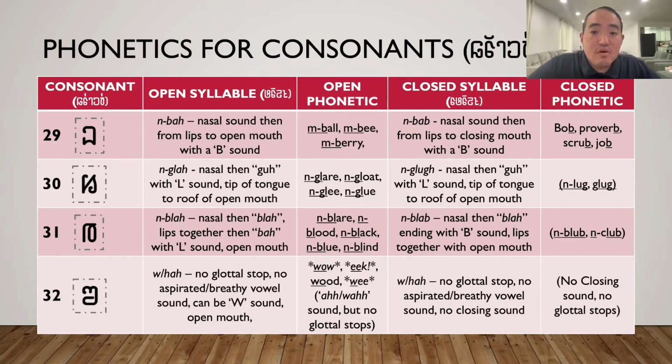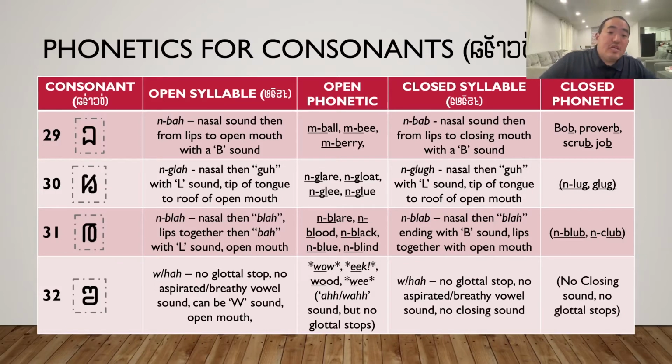Now for the closed syllable, it'll be mbab. So it has that nasal sound as well, and it has the same closing B sound, just like number 27, ba, but bab, but it'll be mbab, more of a B sound. You'll hear this in the word like bob, proverb, scrub, job. And that's how you pronounce mba, mbab.